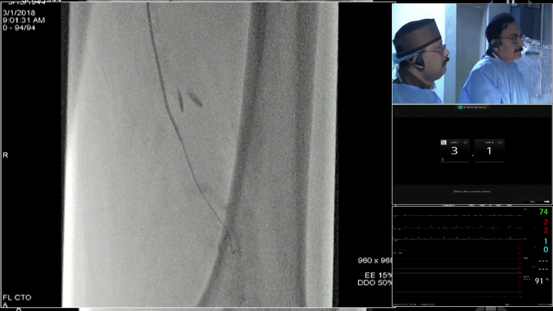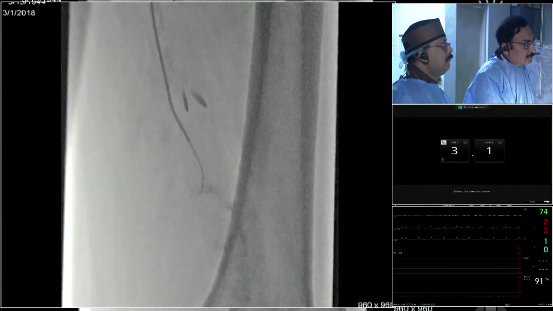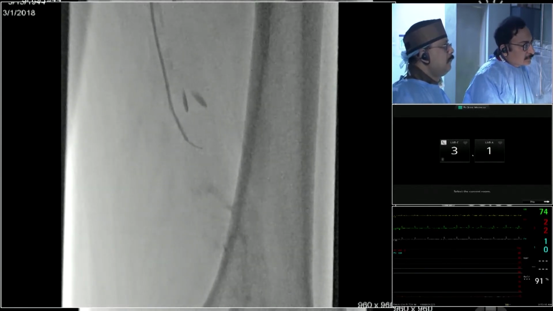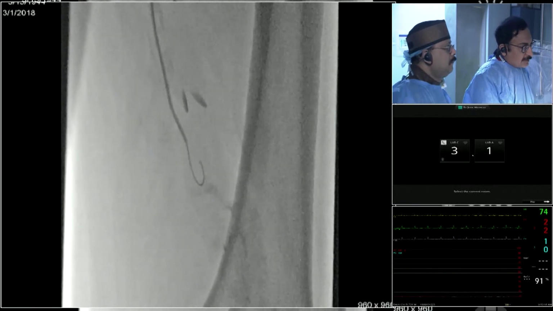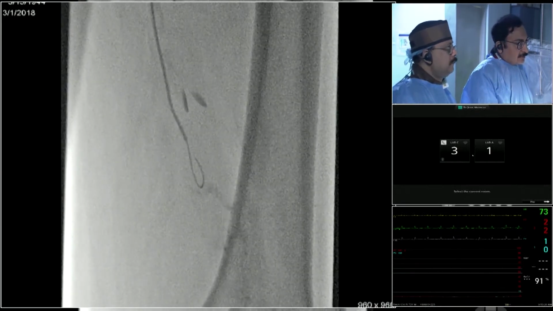Okay. Dr. Khanna, we'll switch to the other lab where I think George is doing a common iliac bifurcation, and we'll come back to you in a little while.